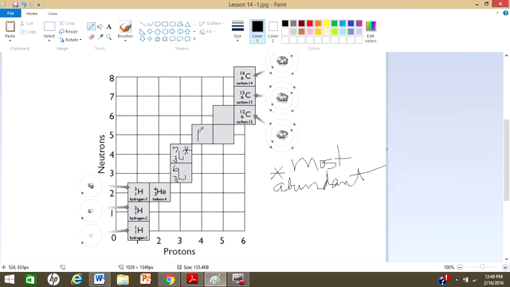I'm going to give you guys a second to finish its symbol. In order to finish the symbol, you want the number of protons down here, and you want the entire atomic mass up here. Okay, number of protons obviously is 4. And if protons and neutrons together are atomic mass, then it should be 9.